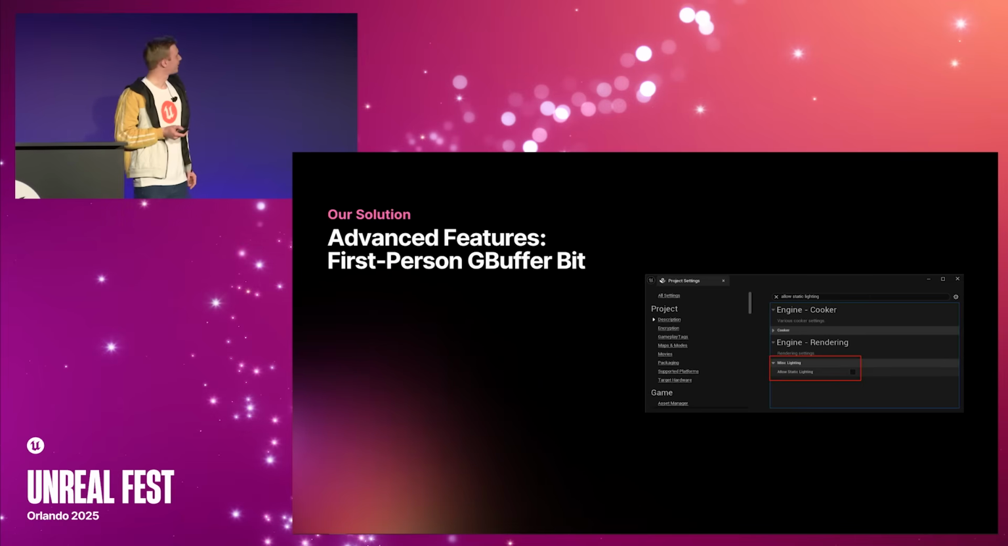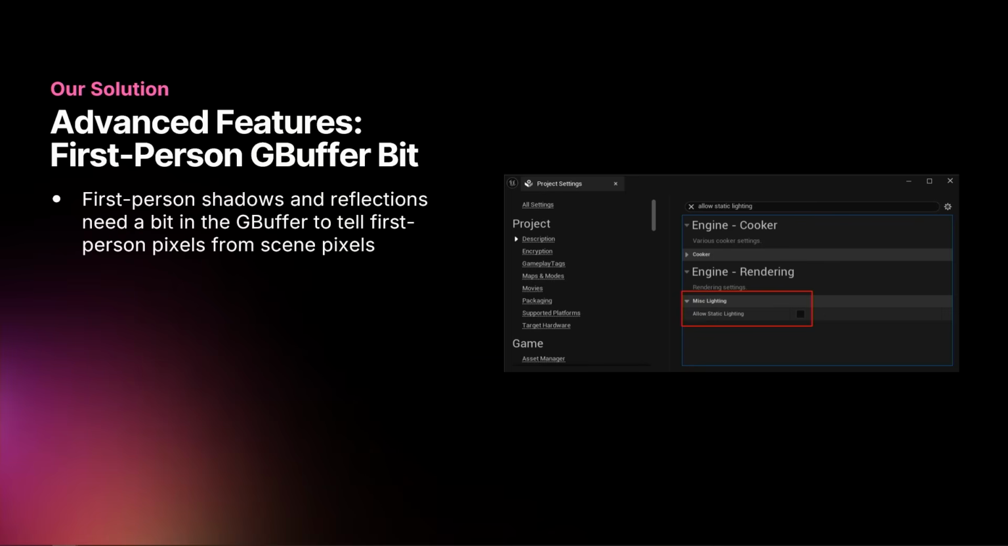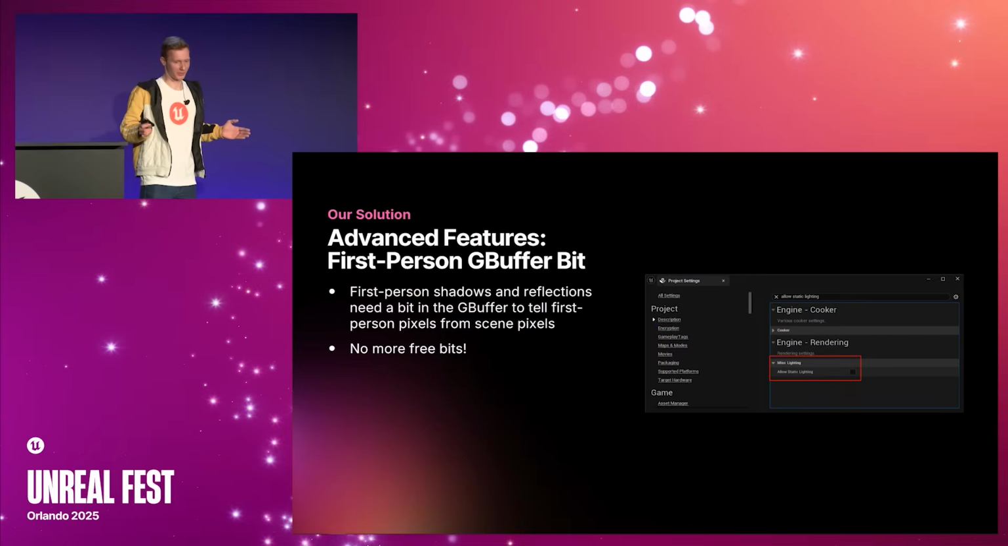Okay. But this one is a bit of a downer, to be quite honest. For these advanced nice features I just talked about, we need a bit in the G-buffer. In particular, casting shadows onto the scene, and also the hardware ray tracing reflections and the first-person self-shadows. They all need a bit, so we can tell whether a pixel is first-person or a scene pixel. But there are no more free bits in the G-buffer. Unreal is very complex, has a lot of features, so all the bits are already spoken for. This was quite a challenge.